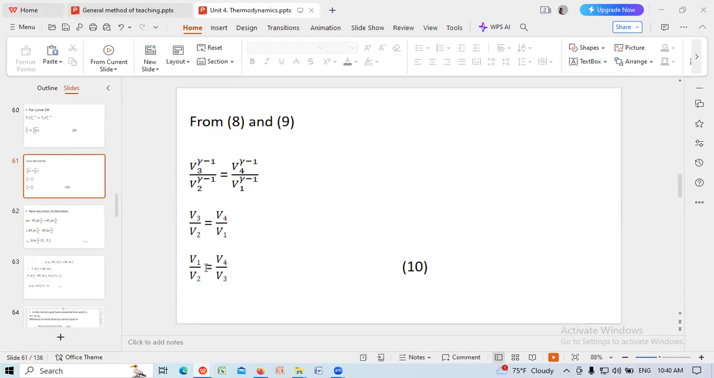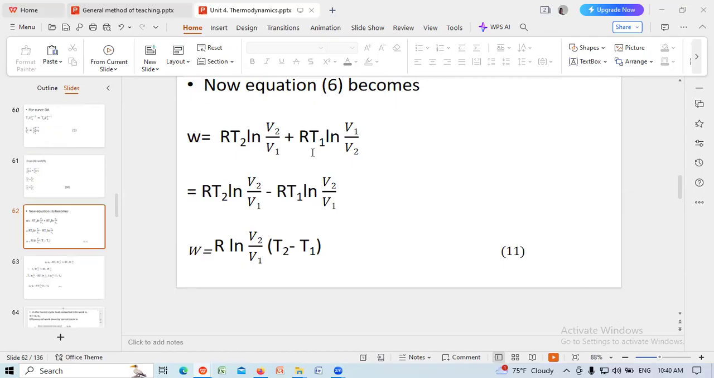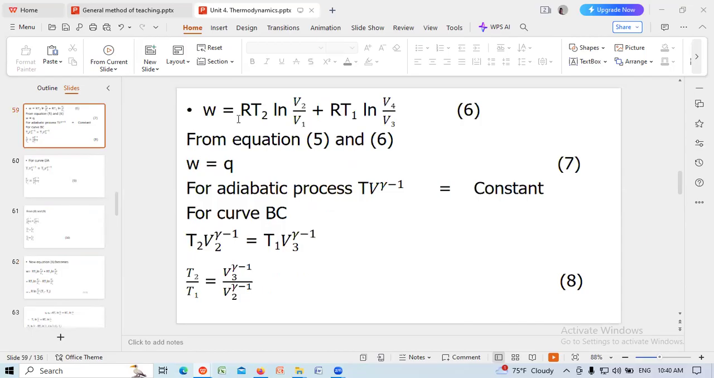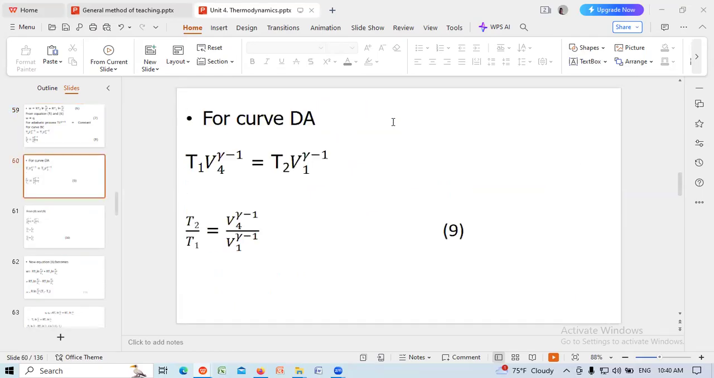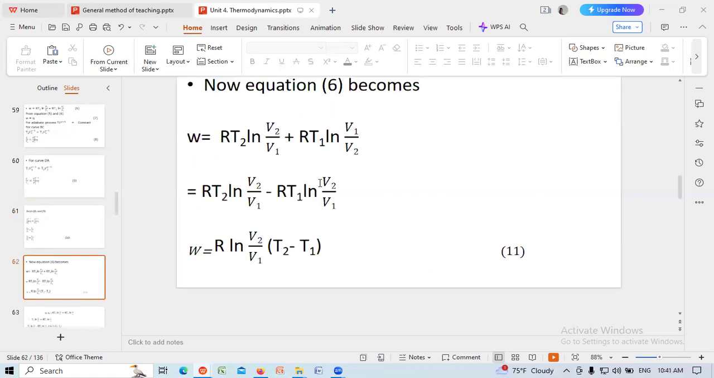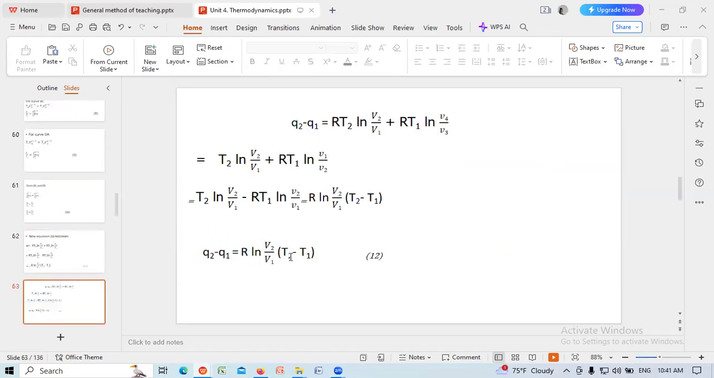B1 over B2 equals B4 over B3, and that's why equation 6 becomes W equals RT2 ln(V2/V1) plus RT1 ln(V4/V3). So we can write V4/V3 as V1/V2. Yeah, V2, and minus RT1 ln(V2/V1). W equals R ln(V2/V1)(T2 minus T1).